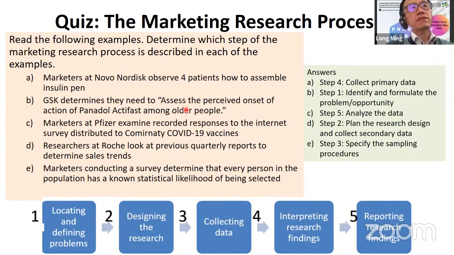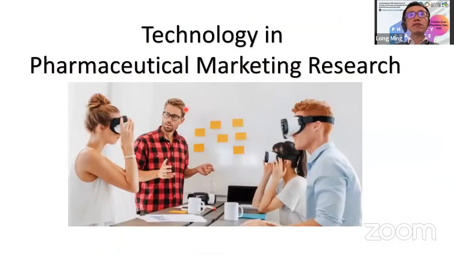E, a marketer conducting a survey to determine that every person in the population has a known statistical likelihood of being selected. This is a sampling procedure. I hope everyone got it right. Okay, let's move on.